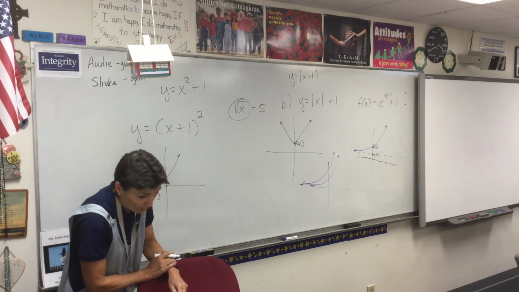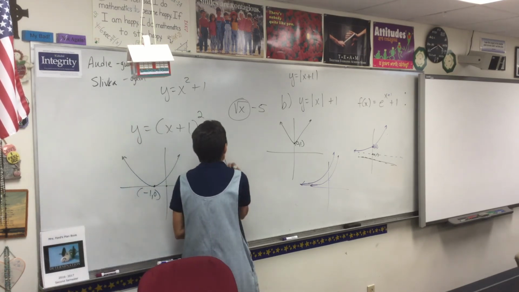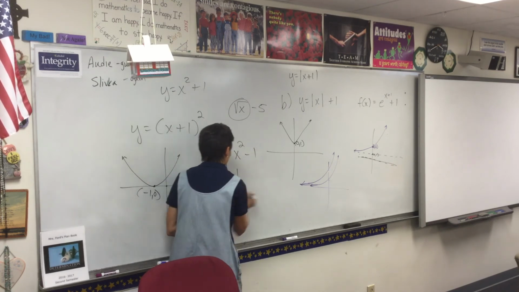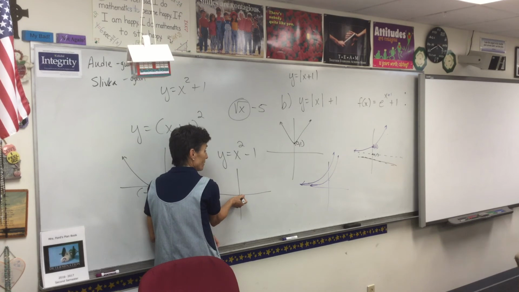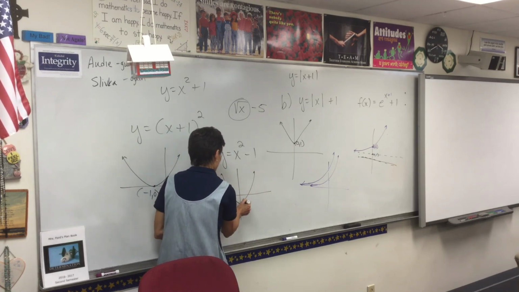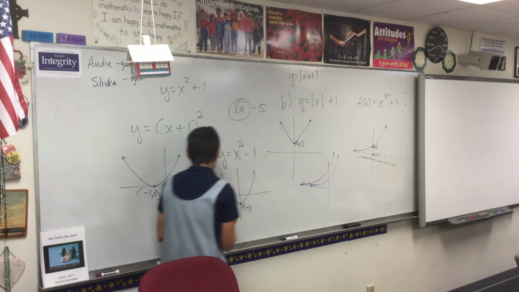Okay, 1 more. y equals x squared minus 1. Does that just bring it down? What shape? Parabola. It's supposed to start here, but drops down to here. Yes. So that's the point 0, negative 1.